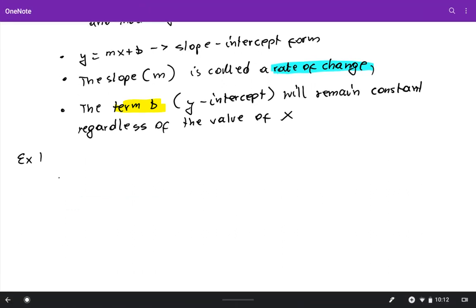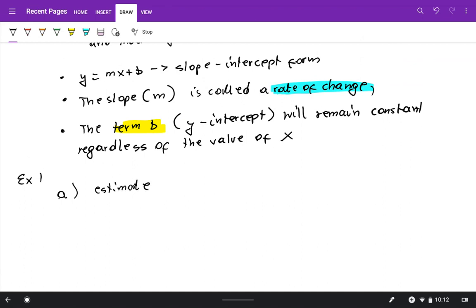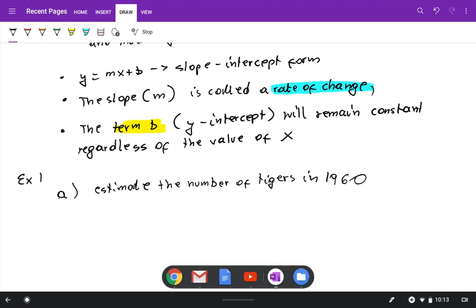Let's write this down. So example one in A. In A, they're going to ask you, use the equation to estimate the number of tigers in 1960.